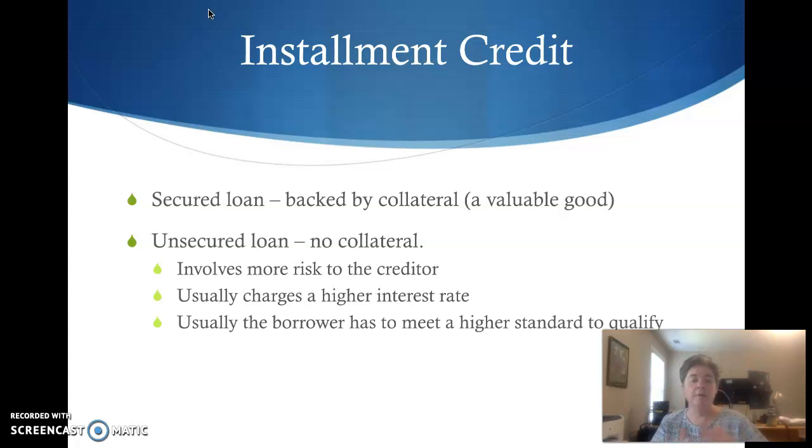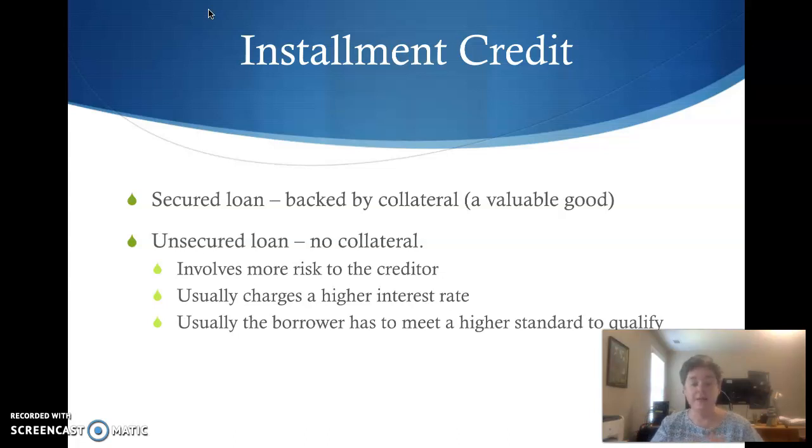Okay. Two types of installment credit are a secured loan, which is backed by collateral, a good with value, like a motorcycle, a car, a motor home, a house, things like that. Even my ring, when my husband wanted to propose to me, he bought my ring on installment credit. Okay, so it was backed by my ring.